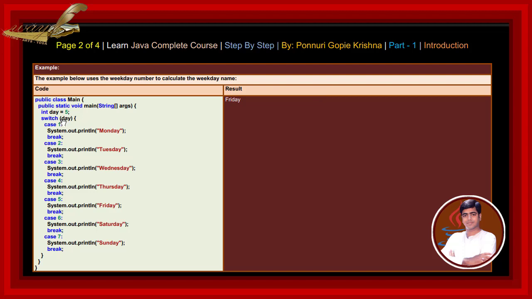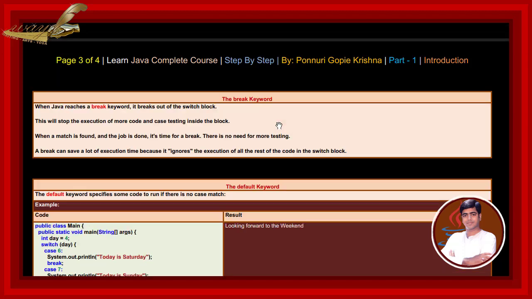See here, int day equals 5. Here: Monday, Tuesday, Wednesday, Thursday, Friday, Saturday, Sunday. The fifth one is Friday. See, Friday was printed. The break keyword.